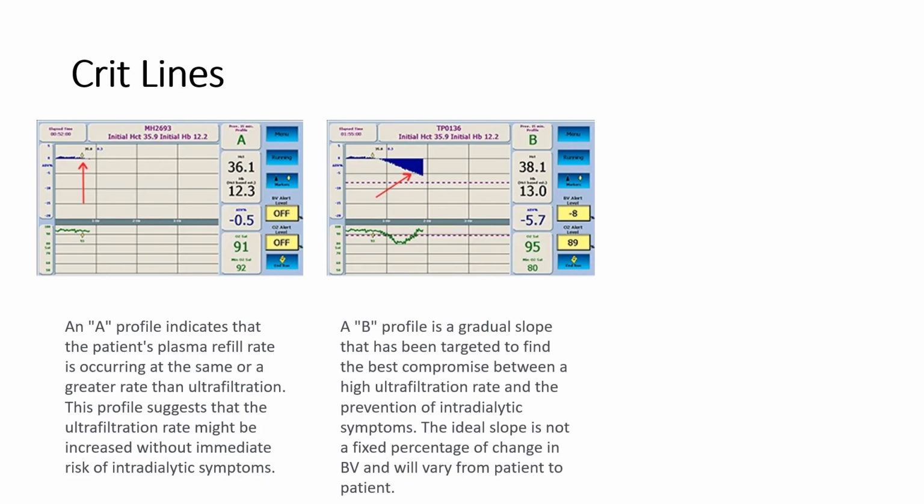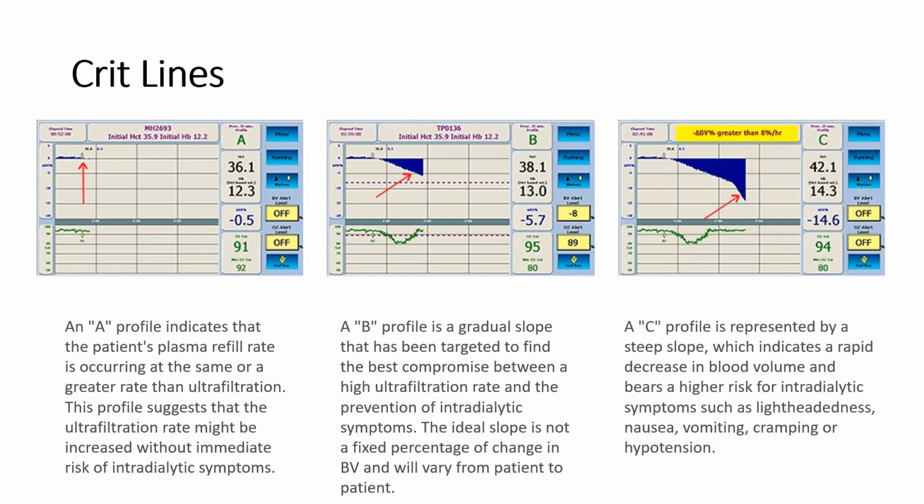On the other hand, there's a gradual slope of the line in this case, meaning that we're actually removing fluid at a rate faster than the plasma refill rate. And then in the third diagram, or C profile, this is a steep slope indicating a rapid decrease in blood volume. So there's a higher risk of intradialytic symptoms or hypotension. So in this case, you'd want to back off on the ultrafiltration rate.